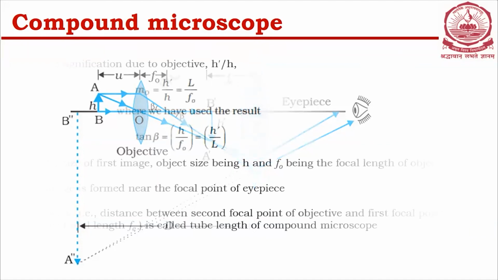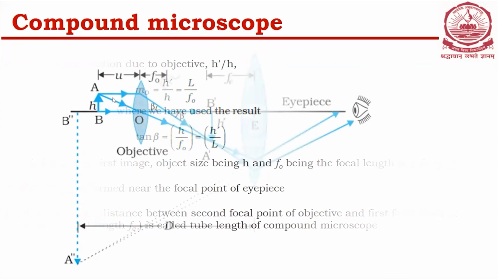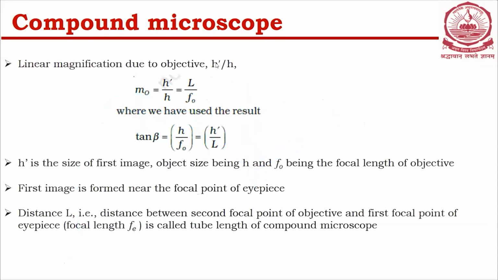So we will just move on to this actually. First, we have to find out what is the linear magnification due to objective. So the object is placed near the objective. It is not at infinite distance. So we have to find out what is the linear magnification produced by the objective first. So that's what is given here, h dash by h. So m naught is equal to h dash by h.